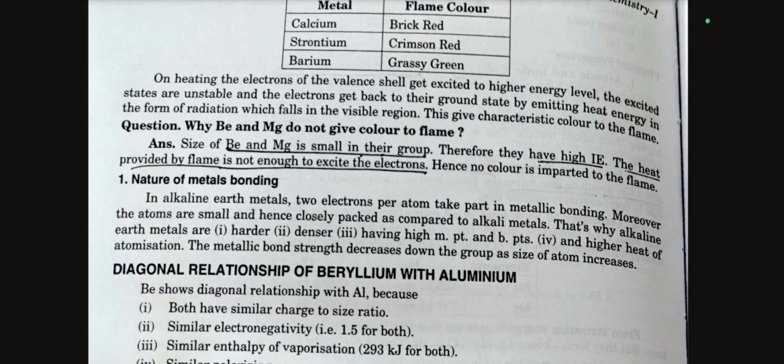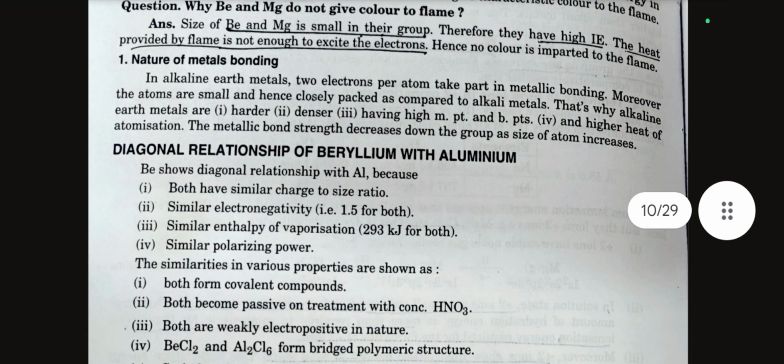Nature of metallic bonding. In alkaline earth metals, 2 electrons per atom take part in metallic bonding. Moreover, the atoms are small and hence closely packed as compared to alkali metals. That's why alkaline earth metals are harder, denser, have high melting and boiling points, and higher heat of atomization. The metallic bond strength decreases down the group as the size of the atom increases.